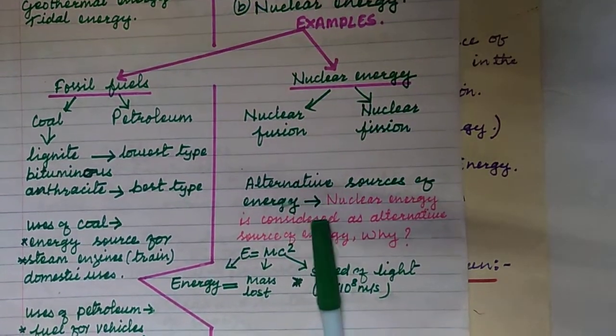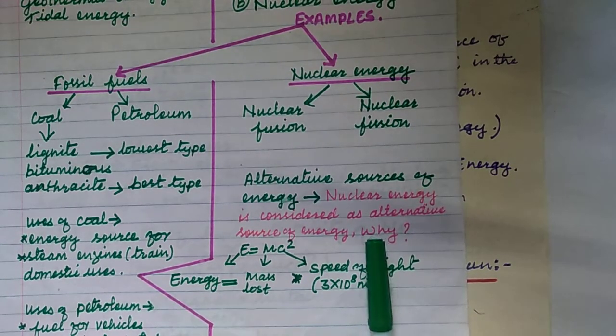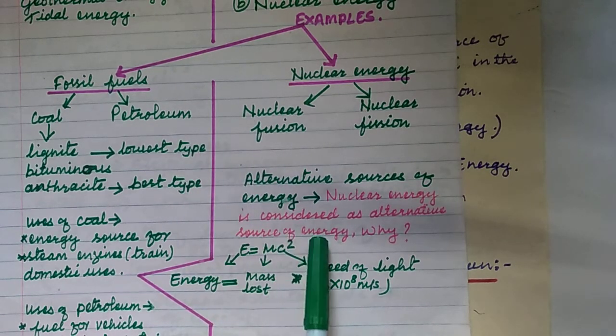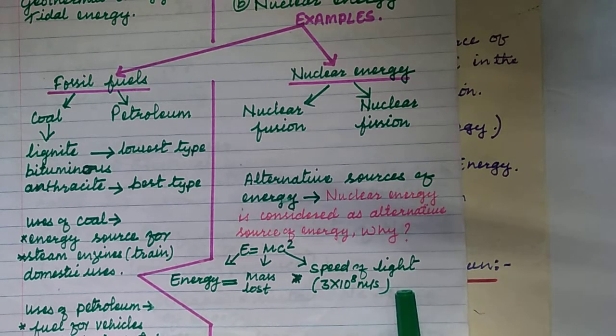So nuclear energy can be considered as an alternative source of energy. Why? Although it is a non-renewable source of energy, it is considered an alternative source of energy because there is a huge deposit of radioactive elements which can be used to produce a tremendous amount of energy. Only a few countries are using nuclear energy at this present time.